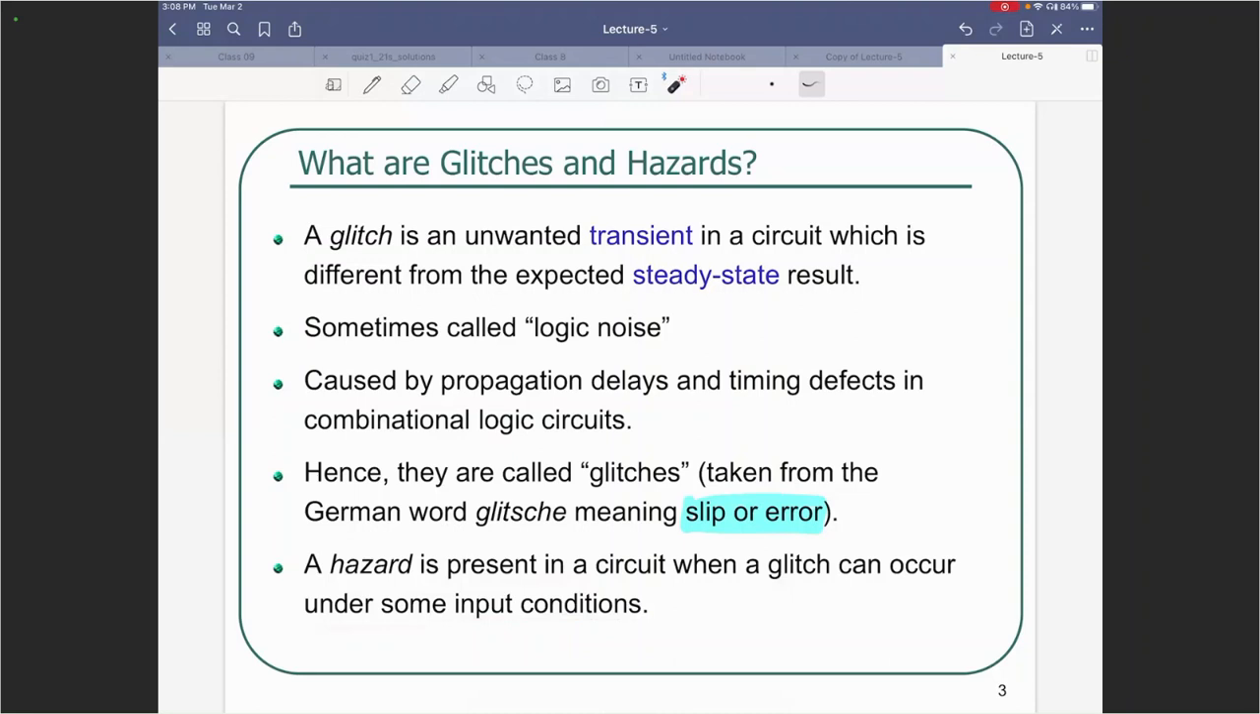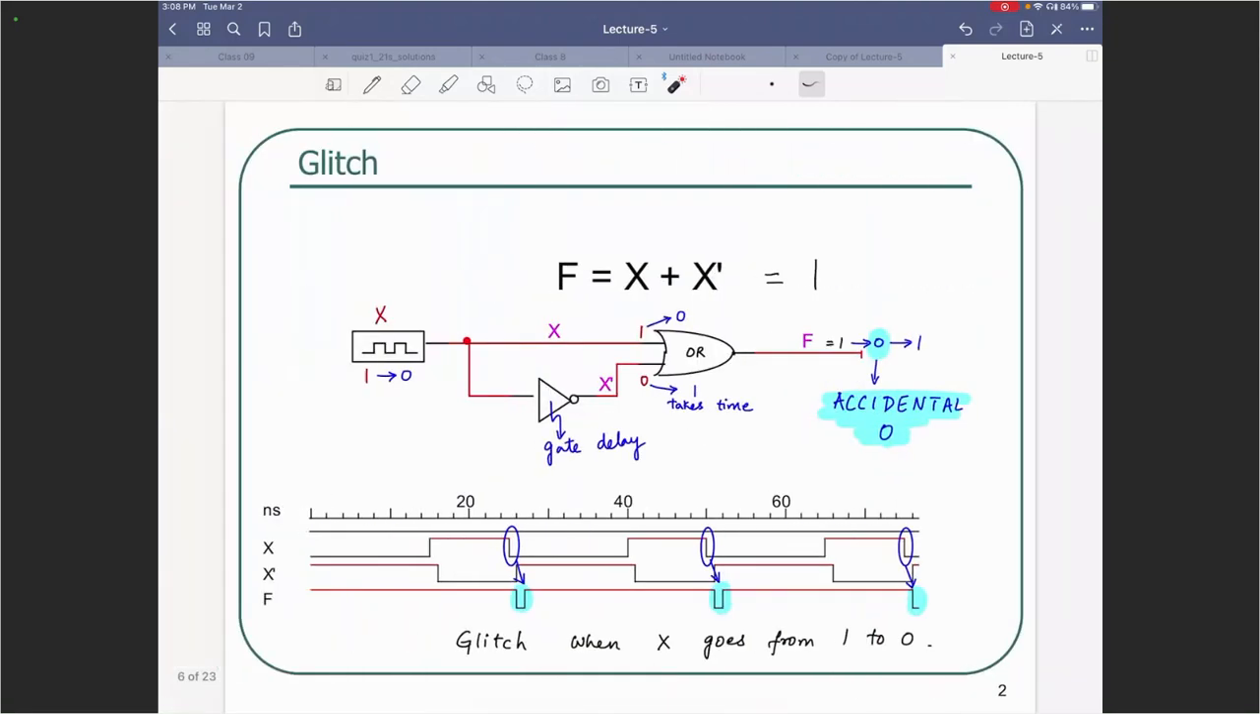A glitch is an error. If there is a possibility of a glitch, then it's a hazard. So by looking at this, would you say that hazard is present over here or hazard is absent over here? Present, right? So a hazard is present over here. And the reason is a glitch occurred under some input conditions. What were those input conditions? When X went from 1 to 0. That was the input condition.